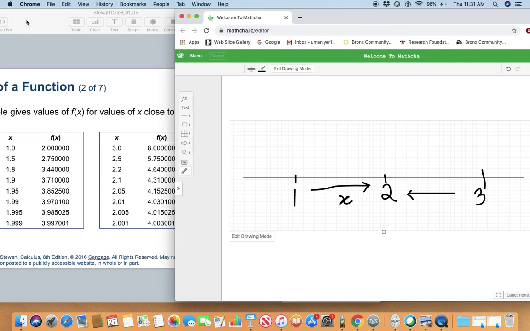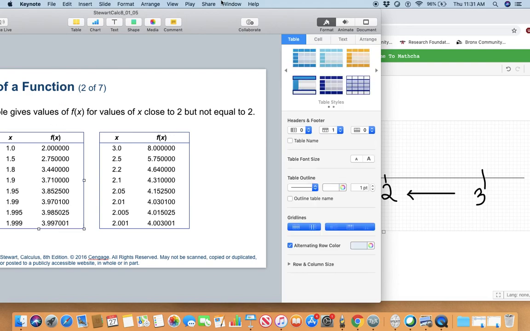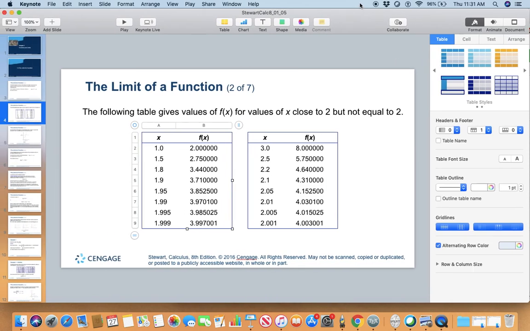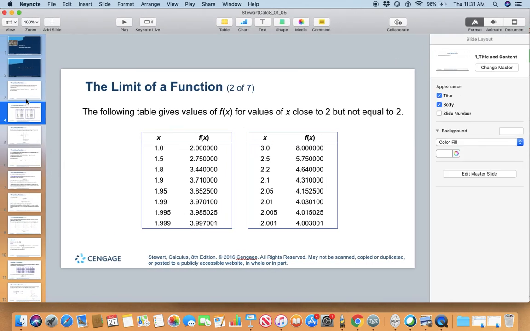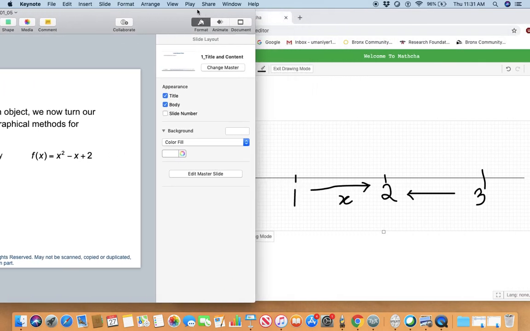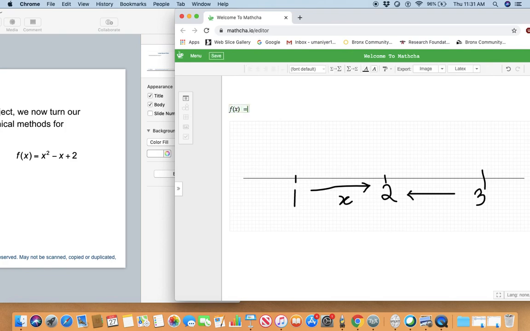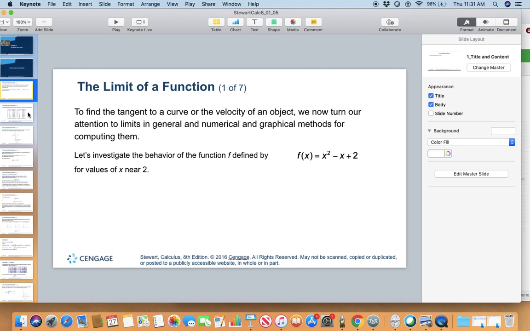Look at the values. All right. X is 1, you have f(x) equals 2, and so on and so forth. So what was this f(x)? Don't forget, this f(x) is x squared minus x plus 2, right? Okay, so this is what we want to investigate.